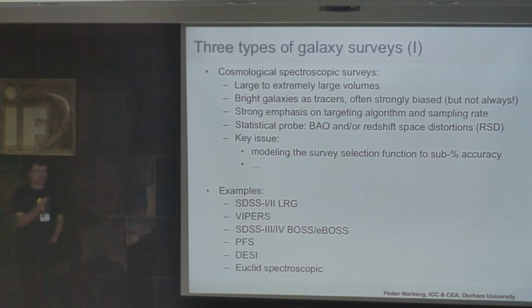For example, the ELGs, which we'll come back to later on, are not that strongly biased and live in small halos, so they're actually quite a hard tracer in that sense. But LRGs are very strong. Strong emphasis on targeting algorithm and sampling rate, making sure you get your redshift, you get your understanding of your survey. Systematics and statistics are the prime reason, and it's a statistical probe, BAO and redshift-space distortions. Key issues in modeling the survey selection function to sub-percent accuracy to some level. That is really the issue.